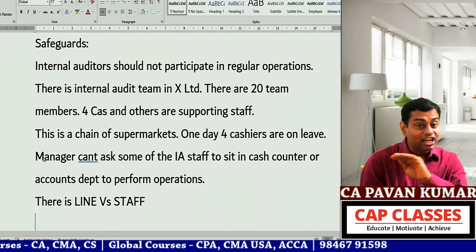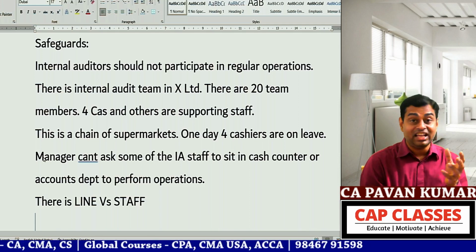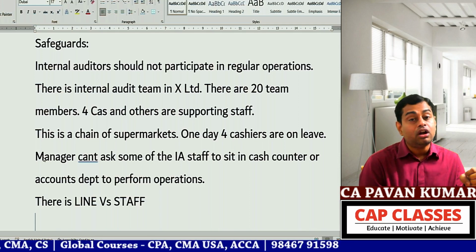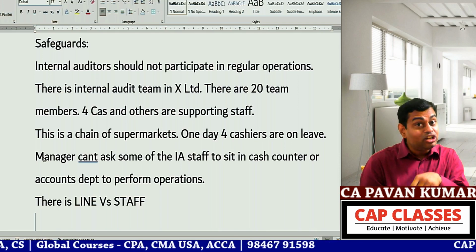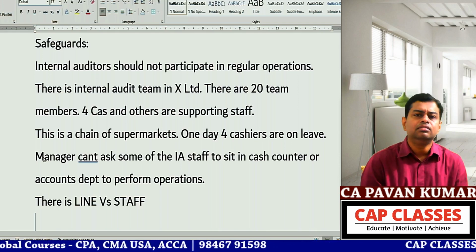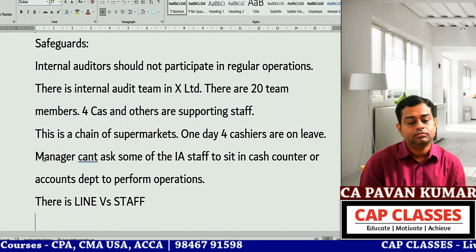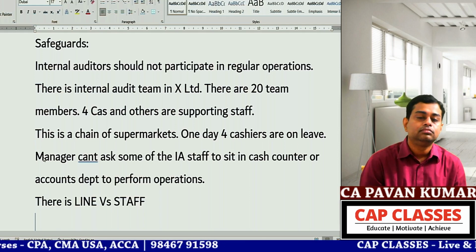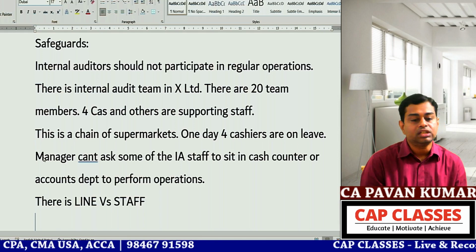Companies might give, there is no legal restriction on this. There are advantages of an internal audit team member becoming an accountant also. There are advantages. But still, they do not prefer. You understand?